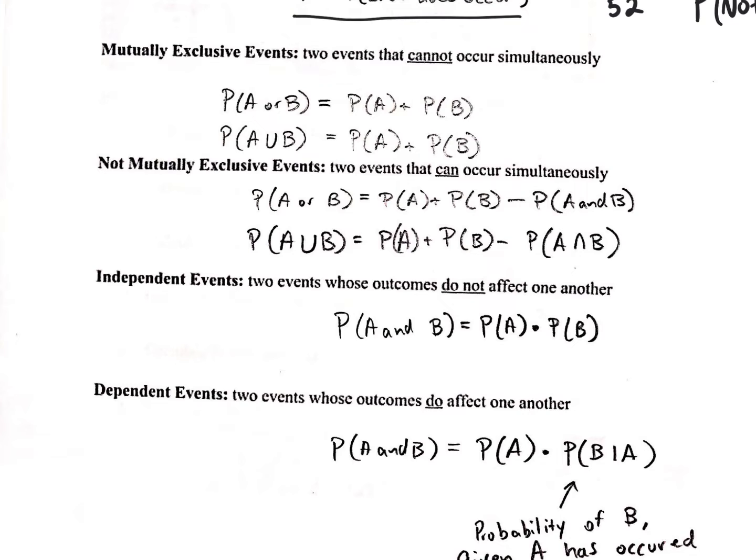First is the idea of mutually exclusive events, two events that cannot occur simultaneously. Think about this as rolling a 2 and a 3 on a dice. They can't do both of them at the same time. What we do is add their probabilities together. So in that dice example, it would be 1 out of 6 to roll a 2 and 1 out of 6 to roll a 3, so it would be 1 out of 3 to get a 2 or 3.